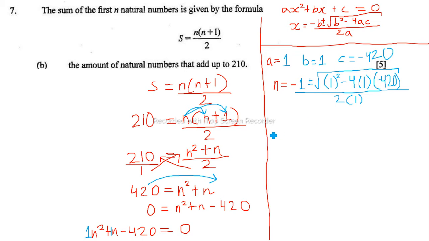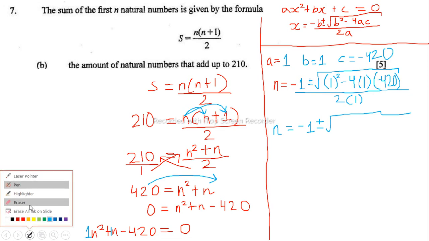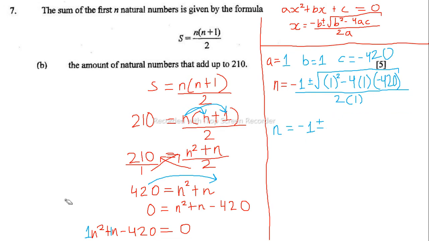So n is going to be equal to negative 1 plus or minus the square root of, what is 1 squared minus 4 times 1 times negative 420. We'll figure out what that is.